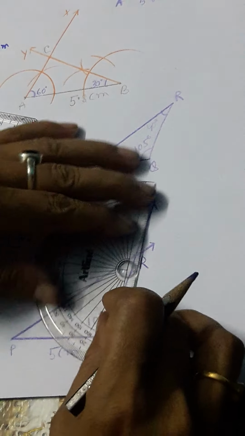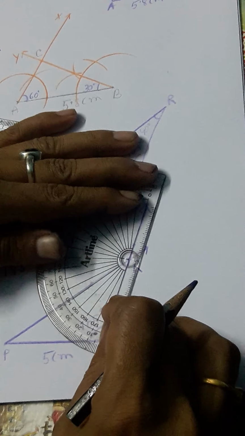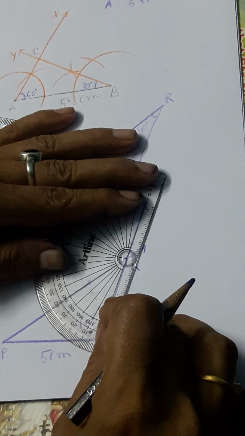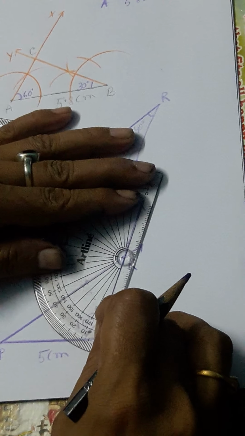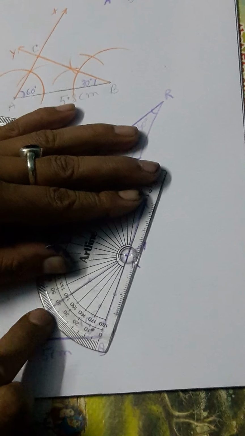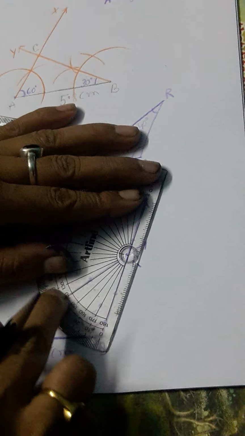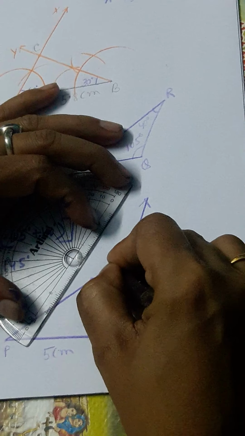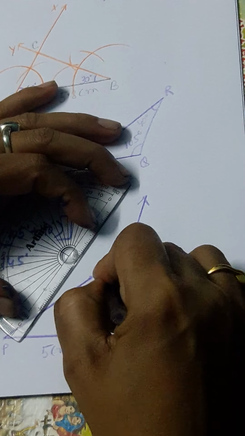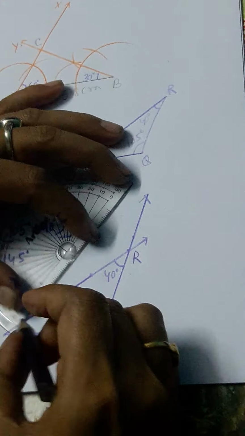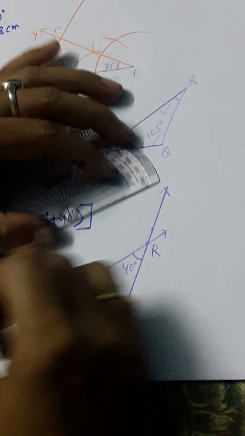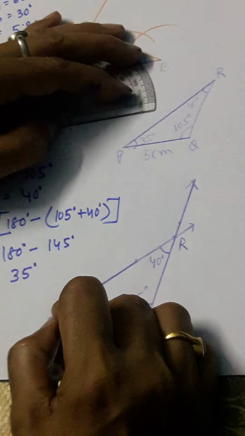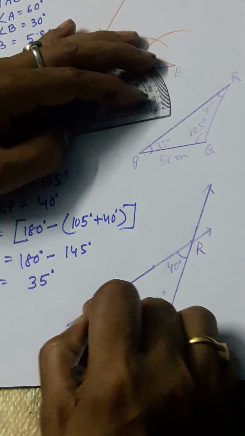Let's verify this one. You should not be in doubt. Check whether it is exactly 40 degree or not. Yes, you can see, it's exactly 40 degree. From 0 you start counting. So angle R, as it was given in your question, by measure we have got it is exactly 40 degree, and angle P, as we found from the angle sum property, is 35 degree.